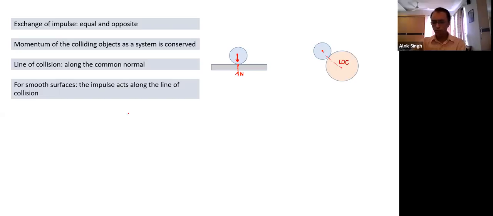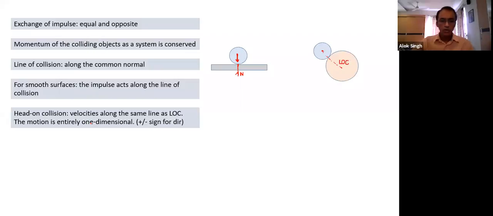Most cases we will take a smooth surface. Few exceptional cases we'll look at later on, not now. So what is a head-on collision? In a head-on collision, the velocities are along the same line as the line of collision. In that case, velocities and impulse are in the same direction. The entire motion becomes one-dimensional. Since the initial velocities are in that particular direction, and impulse acts in the same or opposite direction, the line of motion does not change. The impulse doesn't have a perpendicular component. So the entire motion remains in one dimension, and one dimension makes things easy.